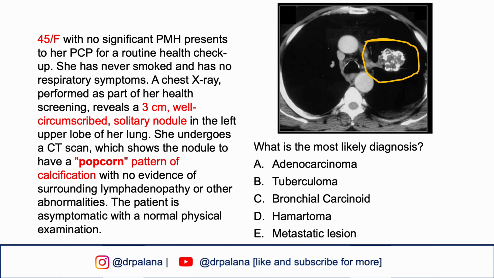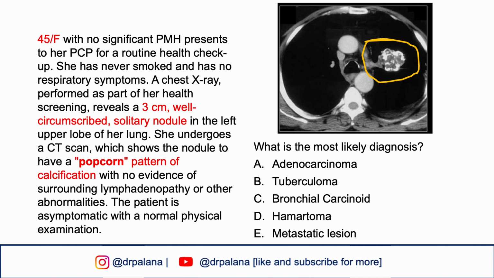The answer is D, hamartoma. The presence of popcorn calcification pattern within a solitary pulmonary nodule is highly suggestive of a pulmonary hamartoma, which is a benign lung tumor. Hamartomas are the most common benign tumors of the lung and are often found incidentally on imaging. They are typically asymptomatic and are composed of cartilage, fat, and connective tissue, which can give rise to the characteristic popcorn appearance on imaging due to calcifications.